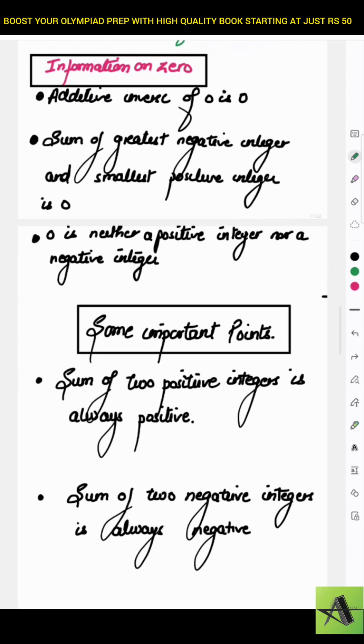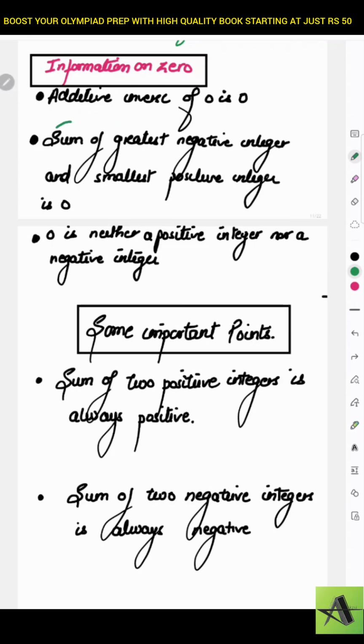Now I'm going to tell you some important points and information on 0. These are those that we have already done in a previous class or previous video. I have just explained the additive inverse. That means the number that I should add to get a 0. So if I ask you what will be the additive inverse of 0, obviously what should I add to 0 to get 0? It's 0. So additive inverse of 0 would be 0.